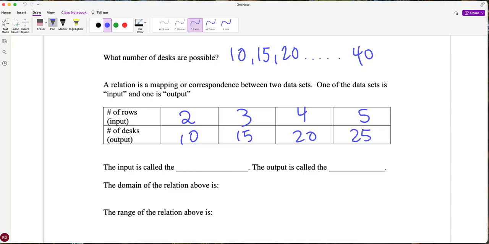So in this one, the input is called the domain. In this problem, what is the input? The number of rows. And once I know the number of rows, the output is what? The number of desks. The output is called the range. Okay. So the domain of this relation, what is the domain of this relation?